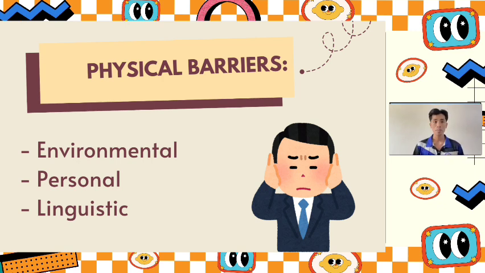Second example, looking for every opportunity to interrupt. So this indicates a lack of respect for the speaker and a desire to dominate the conversation. So the listener is not interested in hearing the speaker's complete message, but they are eager to insert their own opinions or perspectives. And the last example of personal problems or barriers is pseudo listening.